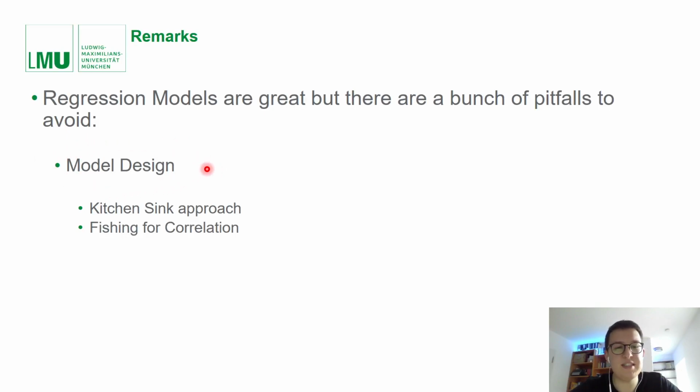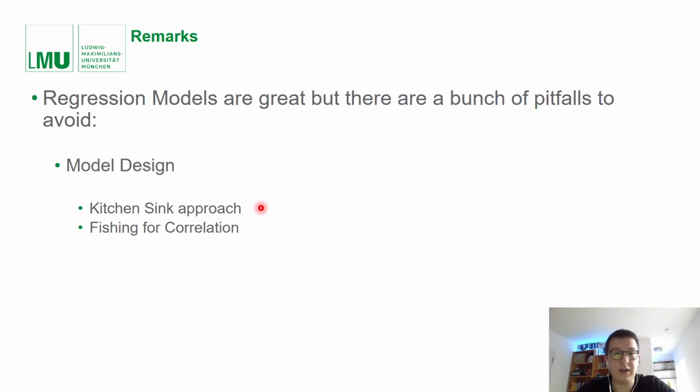First of all, if we design our model, so if we try to find out which independent variables we would like to use, we don't want to do this according to the so-called kitchen sink approach, which means you just throw in every variable that you have in your data set and just hope that you get a good model.